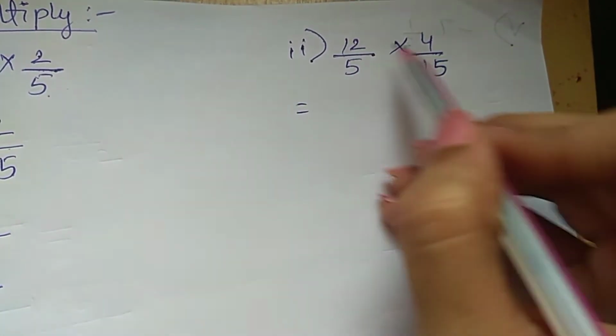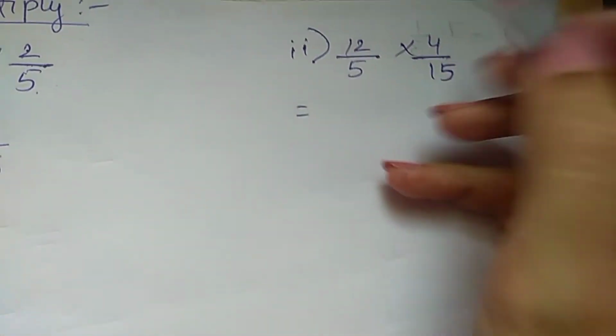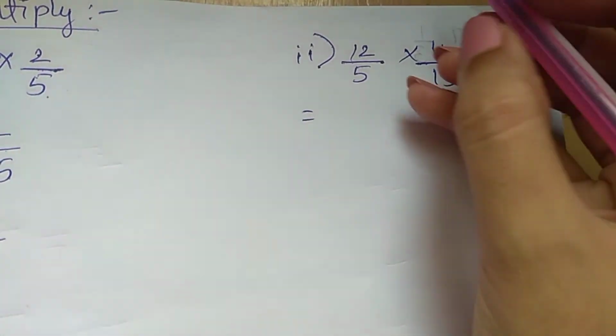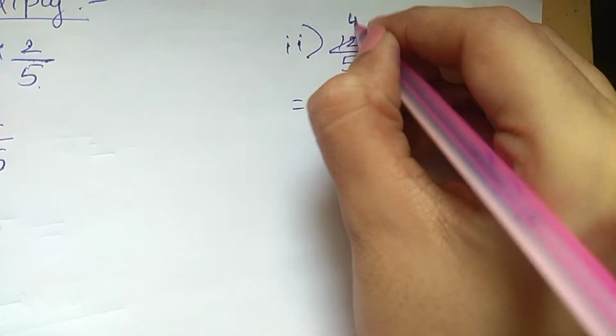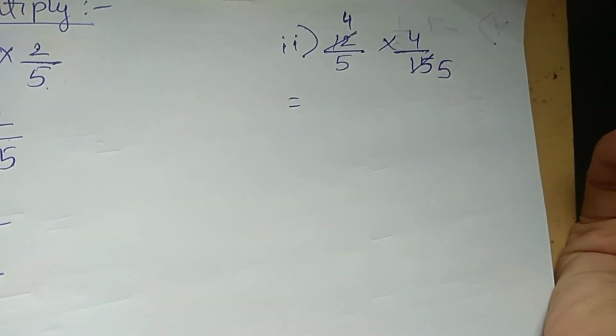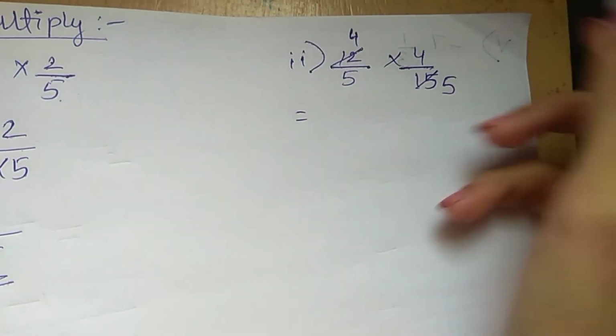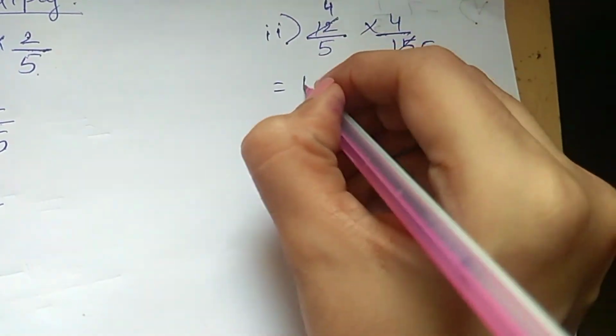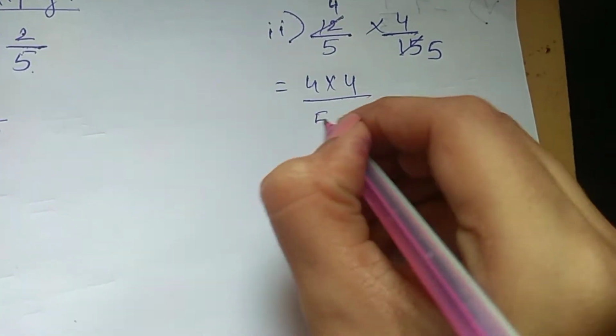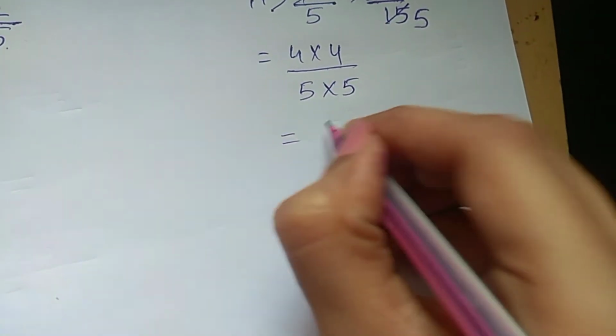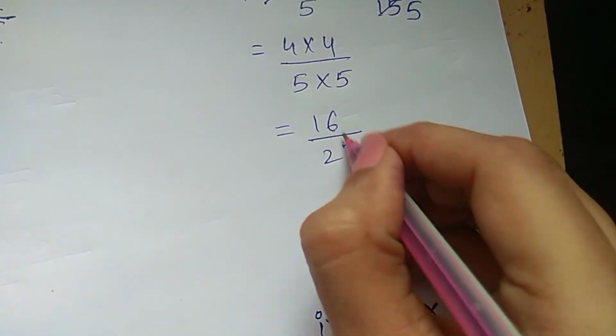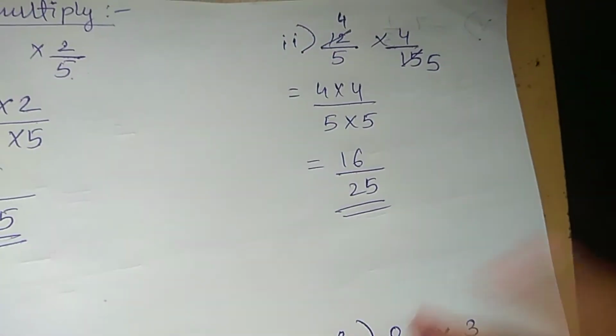So let's see diagonally, 12 and 15. Yes, it can be reduced. This comes in 3's table, 3 4s are 12, 3 5s are 15. Now let's multiply numerator and numerator, denominator and denominator. That is 16 upon 25.